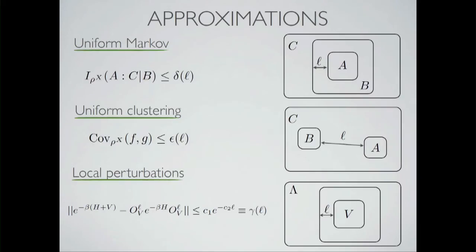Fine, so three approximations. Uniform Markov, which is essentially the Markov condition on conditional mutual information, uniform decay, which is natural of non-critical systems, and local perturbations, which always hold. And I denote the approximations by epsilon, delta, and gamma.